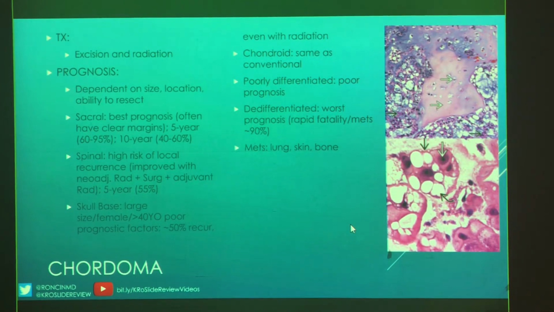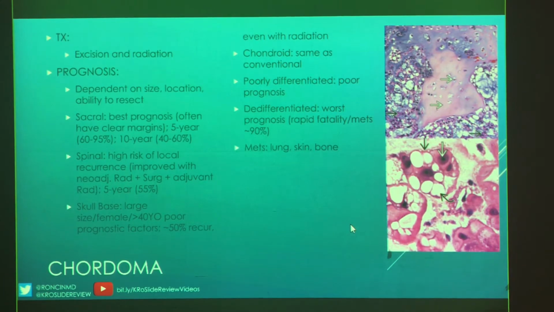So your sacral lesions will have the best prognosis, and that's because they're often able to have very good margins on these. The 5-year survival is 60 to 95%, and your 10-year survival drops down to 40 to 60, but still respectable. Your spinal lesions have high risk of local recurrence, which makes sense. There's only so much you can take from the spine. So they try to improve this by doing things like let's add neoadjuvant radiation plus surgery. So if the patient has a biopsy, they'll have the biopsy, give them radiation, then they'll go to surgery, then they go back for more radiation. And that's what it means by neoadjuvant means before surgery, adjuvant means after surgery. So their 5-year survival when they do all that is about 55%.